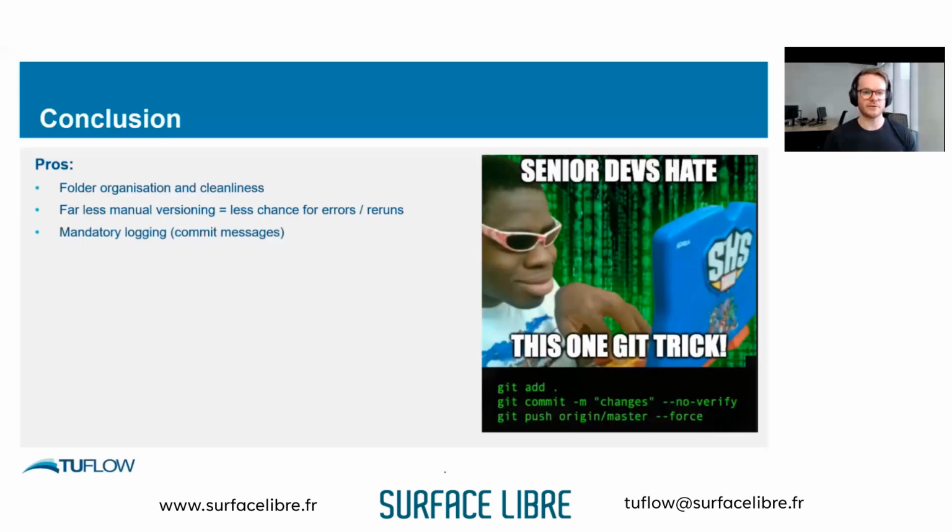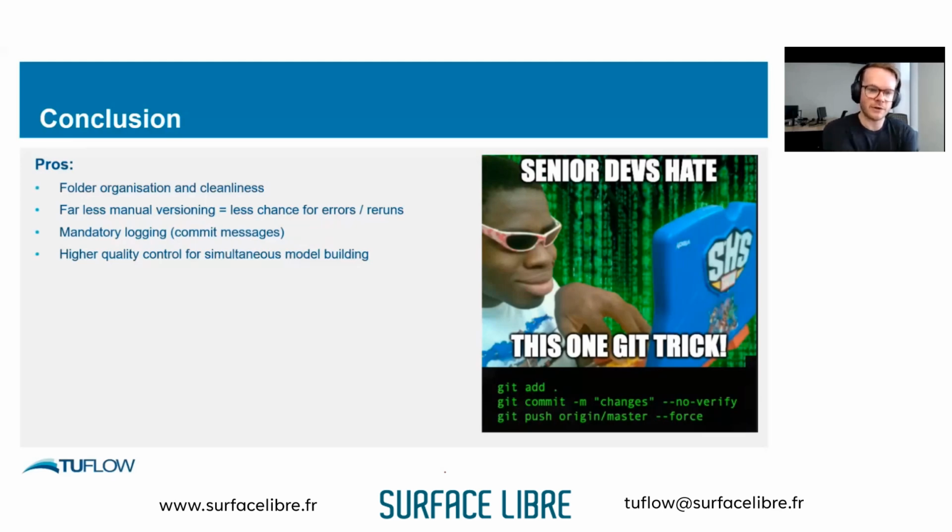Mandatory logging. Every time you make a commit, you have to say what you did. The modeling log is no one's favorite part of modeling, but having mandatory logging in commit messages means that you pretty much have a history of the model by default. That's, of course, presuming that the commit messages are good and meaningful. Obviously, that's up to the people writing them.